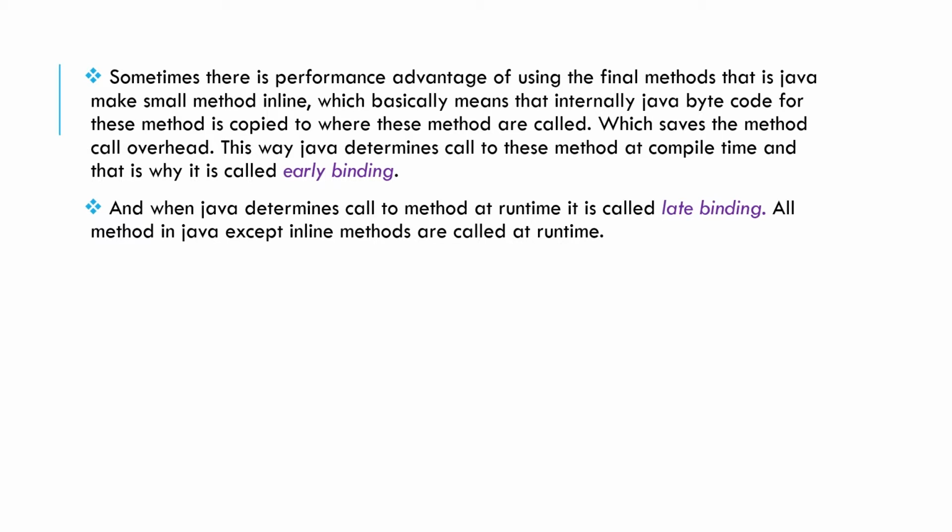So early binding is a way in which the call to a method is determined at compile time instead of runtime. And when Java determines the call to a method at runtime, it is called late binding. This is how Java usually performs the call to a method. All methods in Java except inline methods are called at runtime.